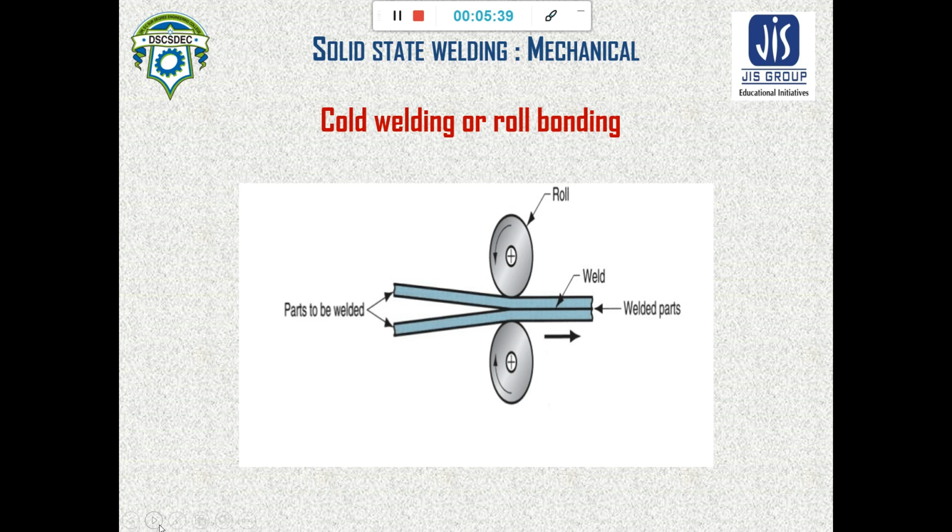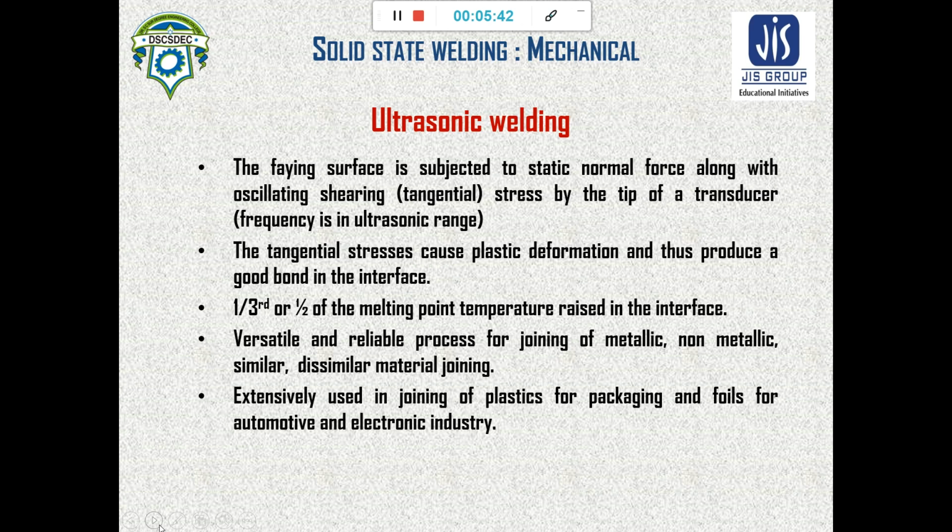Next we will see about ultrasonic welding. In ultrasonic welding, ultrasonic vibration, or a continuous vibration, will be given to the workpiece by using a horn, and that horn is nothing but the tip or the probe. That probe used in ultrasonic welding is known as horn. And here the faying surface, meaning the contact surface, is subjected to static normal force along with oscillating shearing or tangential stress by the tip of a transducer.